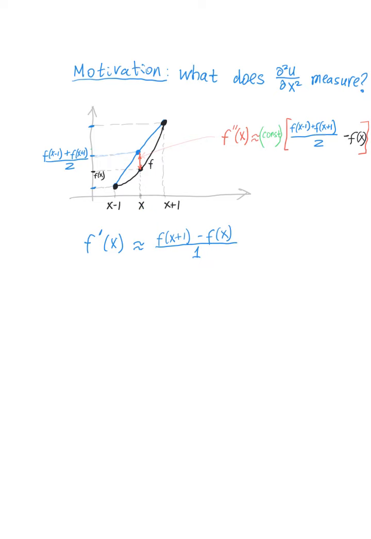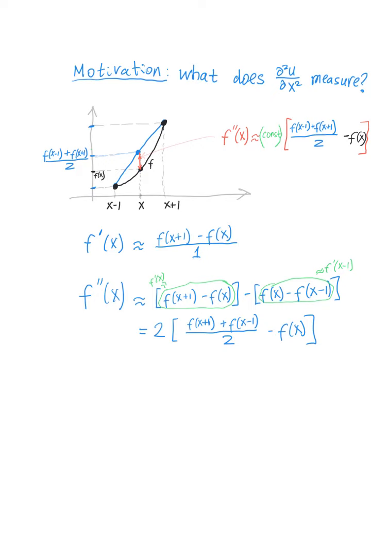plus 1 minus f of x divided by the mesh size, so divided by 1. Then the second derivative is approximately the first derivative at x minus the first derivative at the previous point. So it is the difference of two differences. And when we simplify, we get f(x+1) plus f(x-1) minus 2f(x). And pulling 2 out, we get this expression.